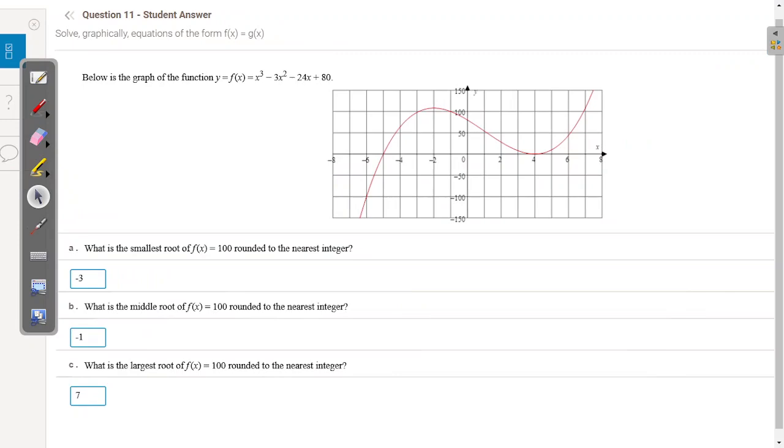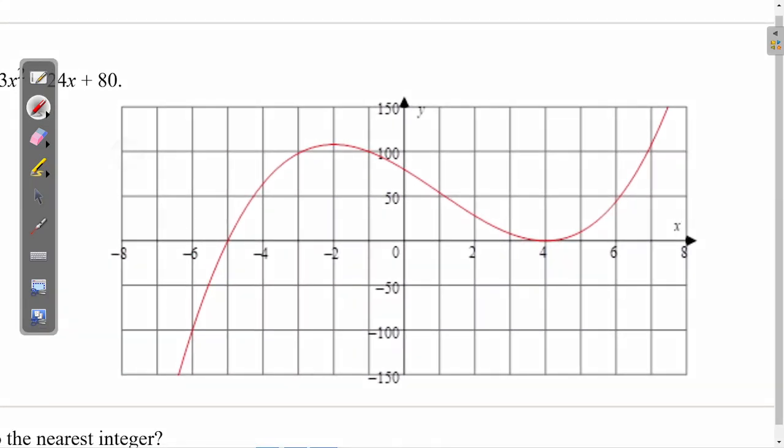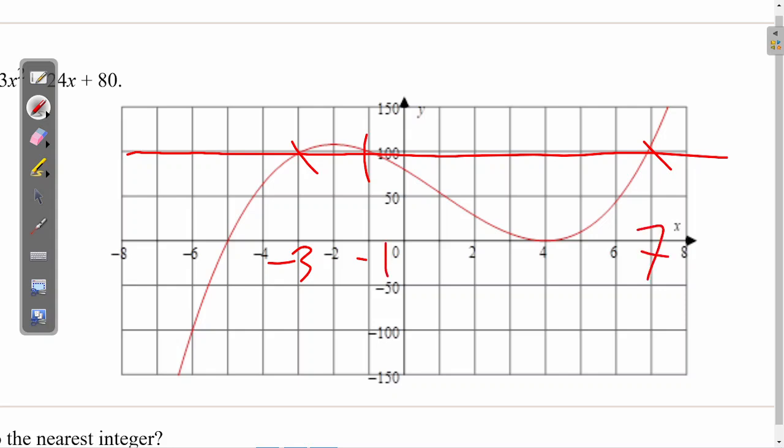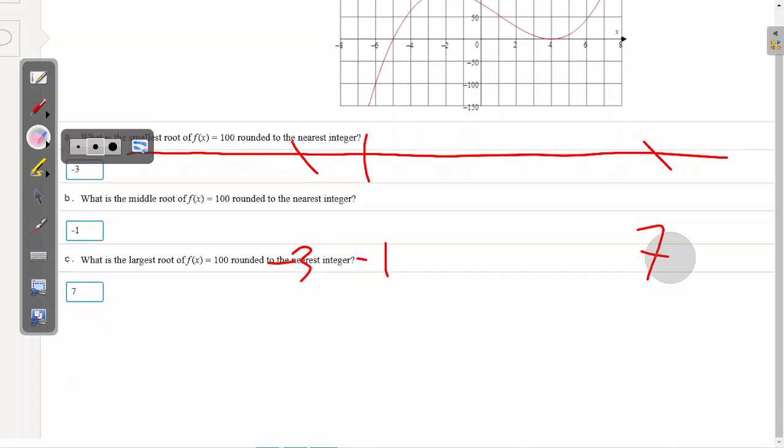Okay, they want the smallest, middle, and largest root of f of x equals 100. So let's check what it is. You draw f of x equals 100 here, which is the y. Okay, and you check how many times it intersects. 1, 2, and 3. Here at -3, at -1, and at 7. So the smallest is -3, the middle is -1, and the biggest is 7.